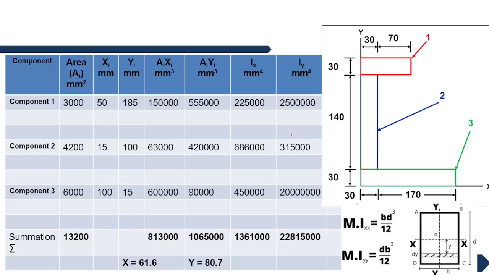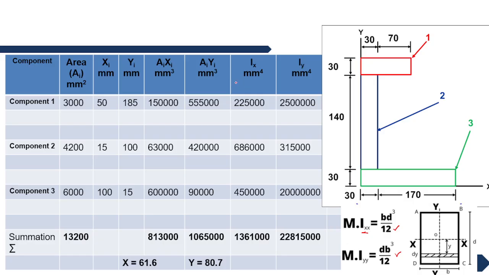Okay, so now we'll see the trick to find the moment of inertia about the centroidal axis. Here also most people will get confused, because the formula for the moment of inertia about the x-axis is bd cube by 12, and about the y-axis it is db cube by 12. So people get confused about which side to cube. I will give you a trick that will help you choose which side you should cube and which side you should not.